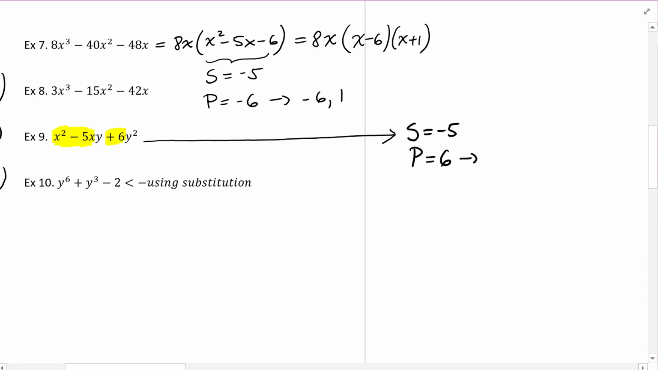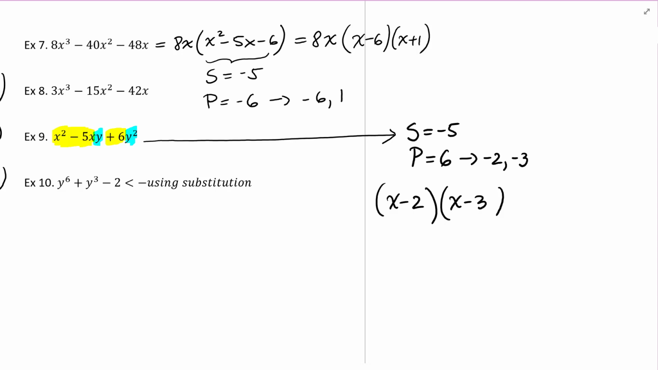Two numbers that satisfy this are -2 and -3, right? -2 times -3 is 6, -2 plus -3 is -5. So that means our factors are x minus 2 and x minus 3. But our problem contained y in it, so what if I put a y after each number that I got? So it's x minus 2y times x minus 3y.